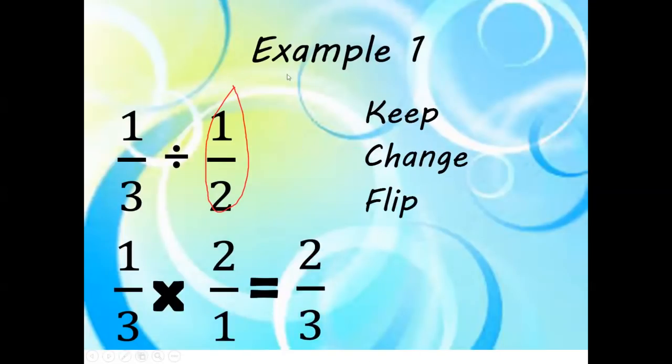After you flip, you just need to multiply, just like what we learned in the lesson on multiplication of fractions. Just multiply the numerators and multiply the denominators. So 1 times 2 is 2. 3 times 1 is 3.